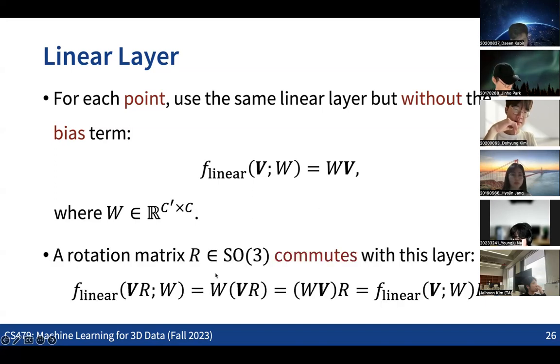Because if we see that, it's basically the case that we are multiplying the W matrix on the left-hand side, and applying the rotation is basically multiplying this matrix on the right-hand side. Then, if you first rotate the input data and then feed that input to the linear layer, it becomes the same as first feeding the input to the linear layer and then applying the rotation matrix, right? So this is quite clear in terms of achieving the rotation equivariance, right?